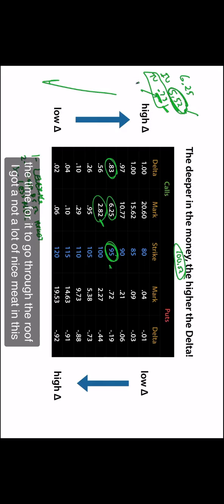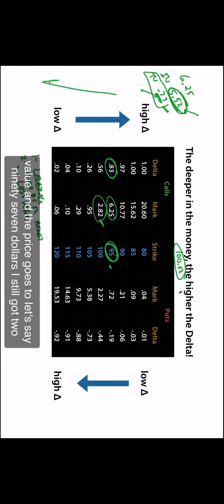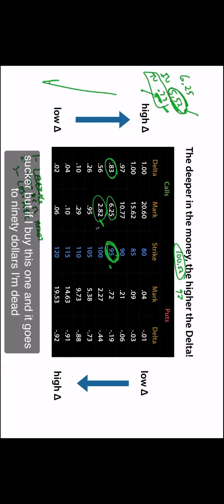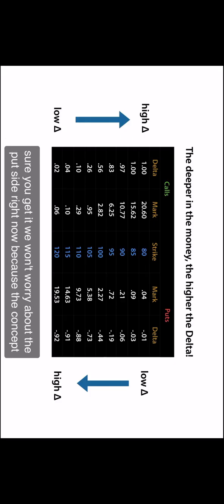I've got a lot of nice meat in this thing. Because remember, if this thing goes down in value and the price goes to, let's say, $97, I still got $2 of intrinsic value in that sucker. I've still got some value in this sucker. But if I buy this one and it goes to $90, I'm dead. I'm dead in the water. So, watch this over and over again. Make sure you get it.